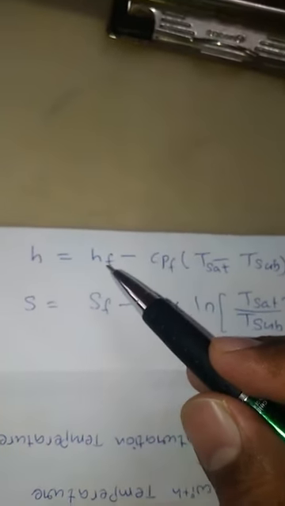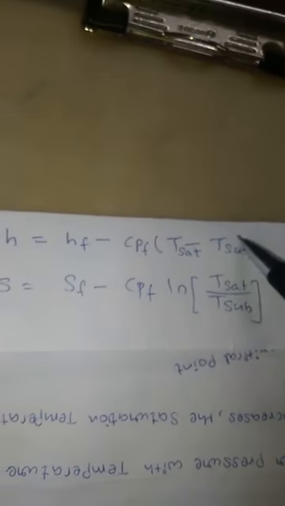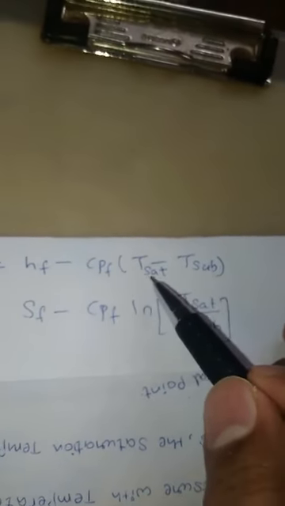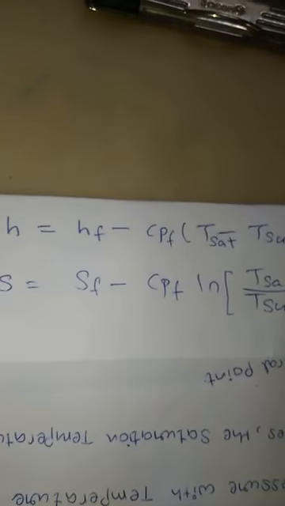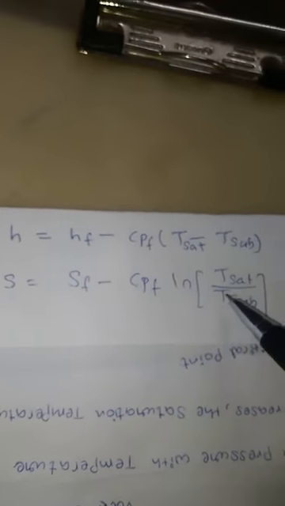where T sat is the saturation temperature, Cpf is the specific heat of the liquid, hf is the specific enthalpy of the pure liquid, and T subcooled will be given, which is less than T sat. This value will be given in the numerical statement. So h is equal to hf minus Cpf into (T sat minus T subcooled), and the same for entropy: s is equal to sf minus Cpf into log to the base e of T sat upon T subcooled. Also remember, always again remember that these temperatures must be in Kelvin to avoid mistakes.